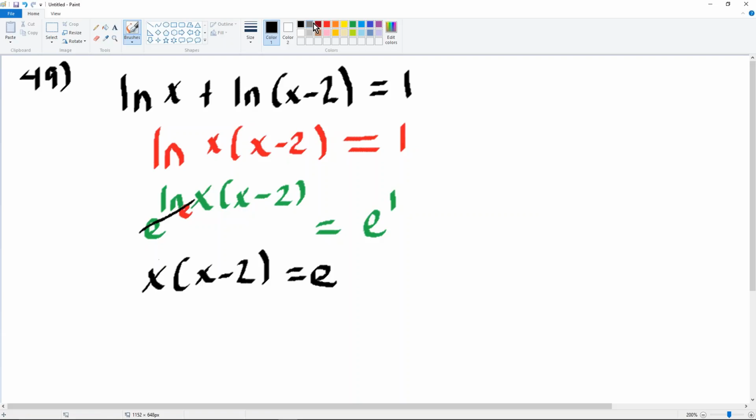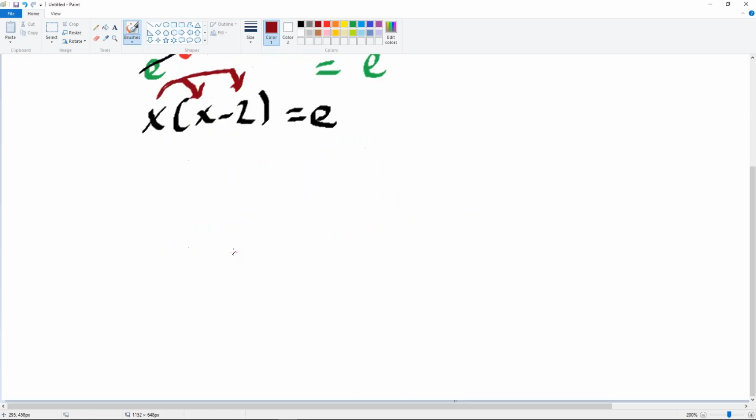So now what we do is distribute this x. This is actually a good one. Distribute this x, and you get x squared minus 2x is equal to e.